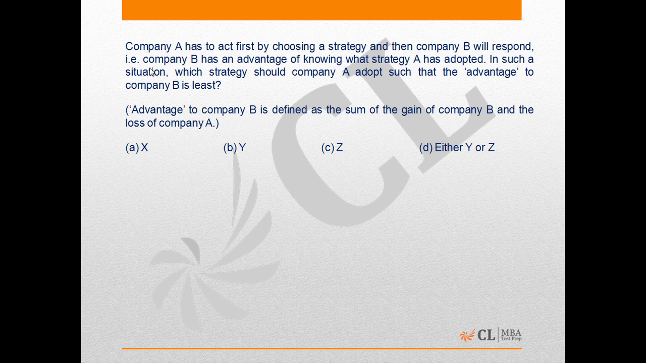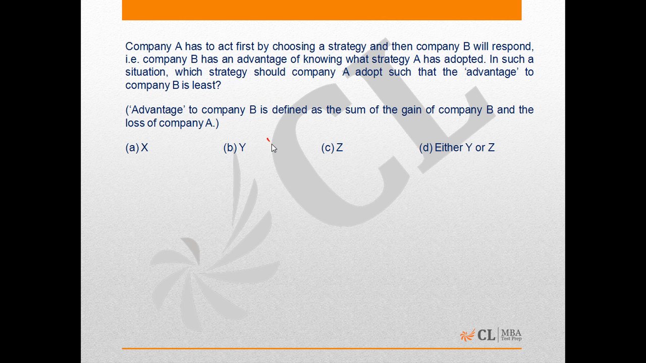In the last question of this set, it is given that Company A has to act first by choosing a strategy and then Company B will respond. That is, Company B has the advantage of knowing what strategy A has adopted. In such a situation, which strategy should Company A adopt such that the advantage to Company B is least? Advantage to Company B is defined as the sum of the gain of Company B and the loss of Company A.